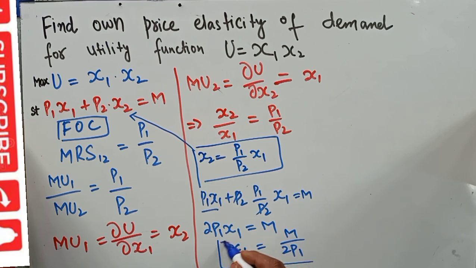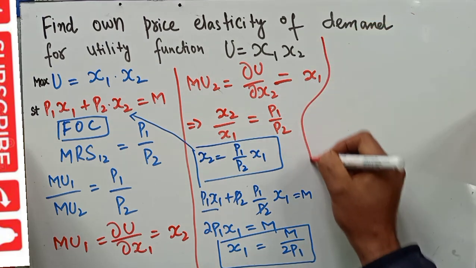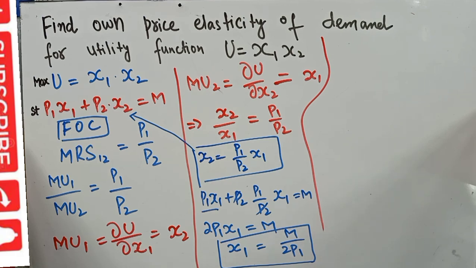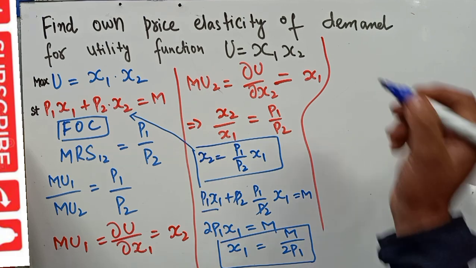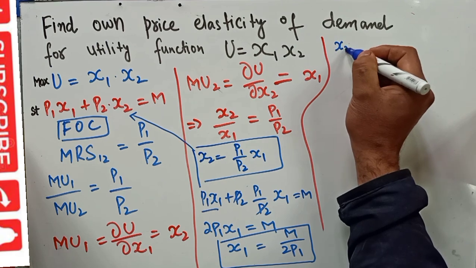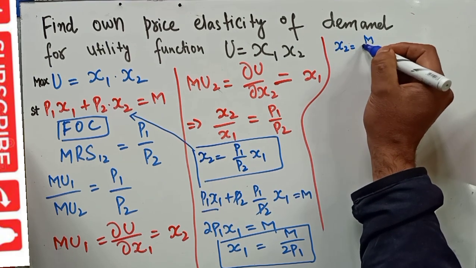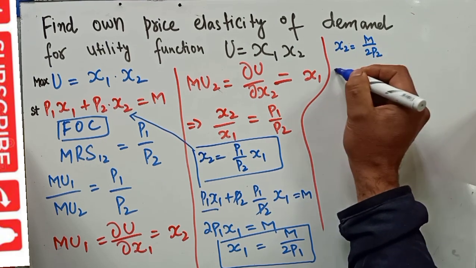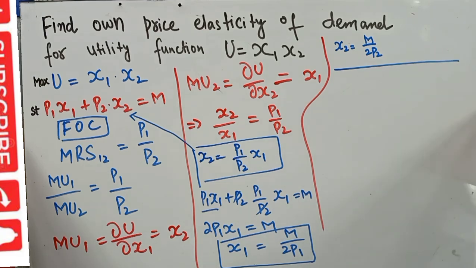By symmetry you can find the demand function for good x2 will be similar, but the price will then be p2. Let me write it here. Similarly, the demand function for good x2 is equal to m upon twice p2. Now we are done with the demand functions. Let's try to find the elasticity of demand.